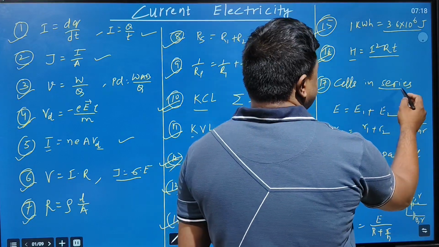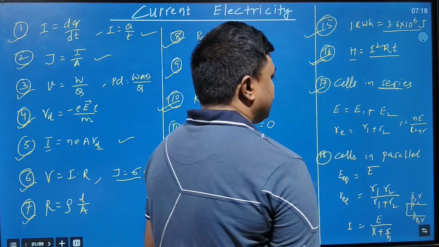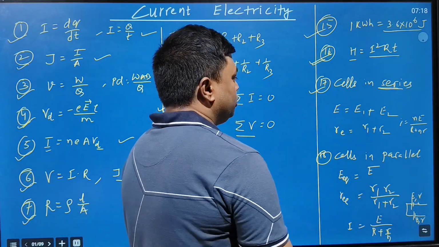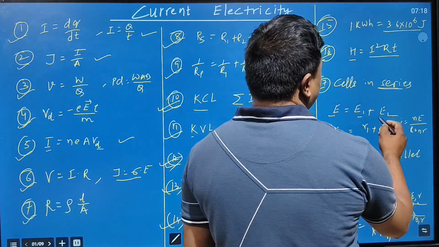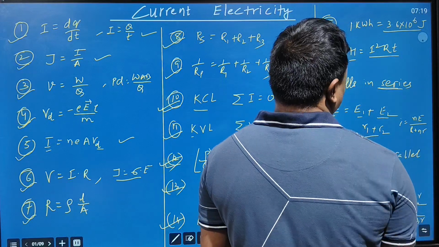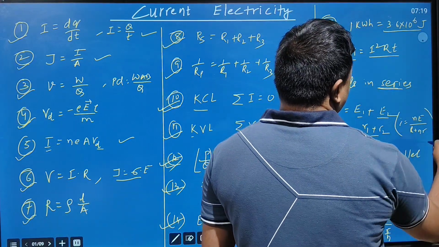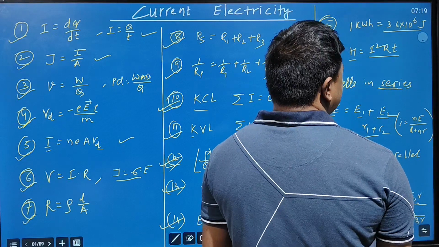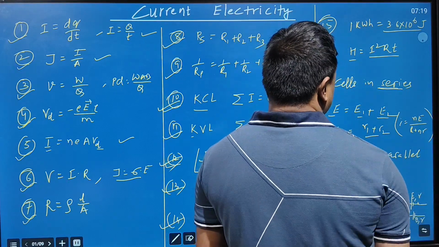SI unit is what? Joule. Cells in series. Suppose two cells are there, having values E1, R1, E2, R2. So E is equal to what? E1 plus E2, and R equivalent is what? R1 plus R2. The current is nothing but nE upon R plus nr, if n equal cells are there in series.